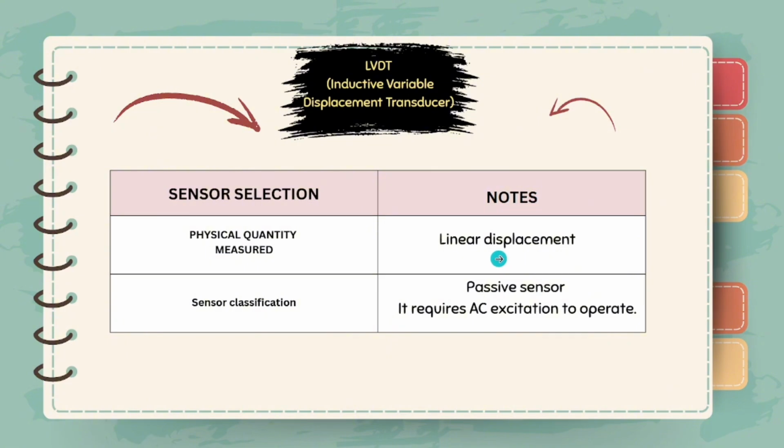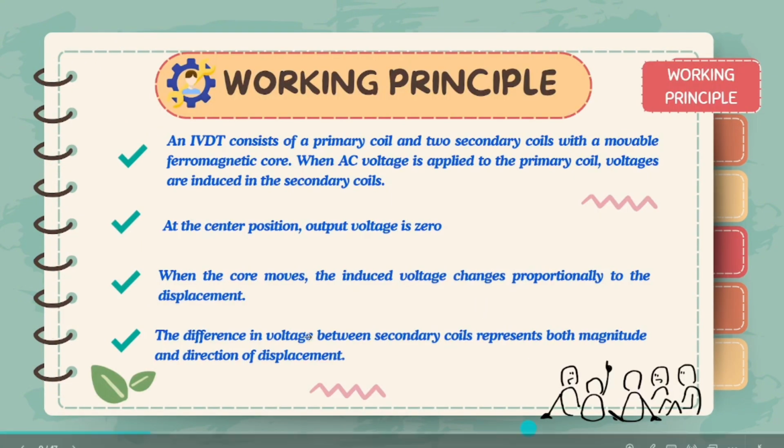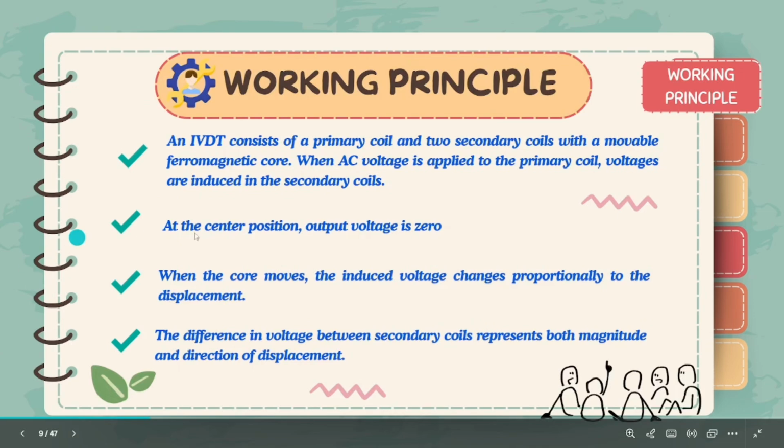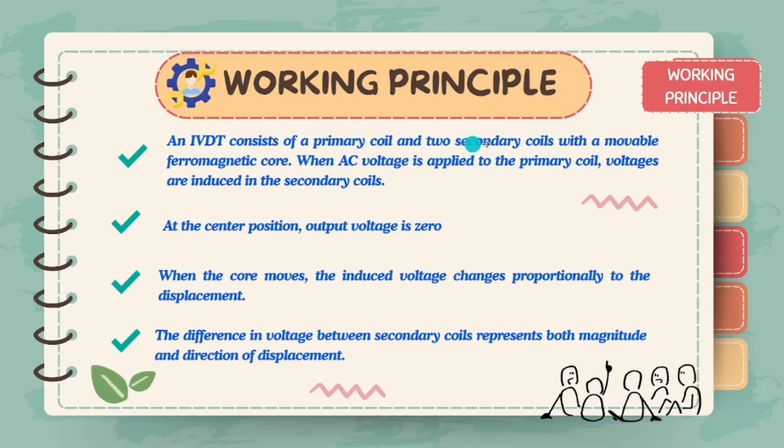Later we will explain the working principle. This is the working principle; we are just going to go through it briefly. An LVDT consists of a primary coil and secondary coils.